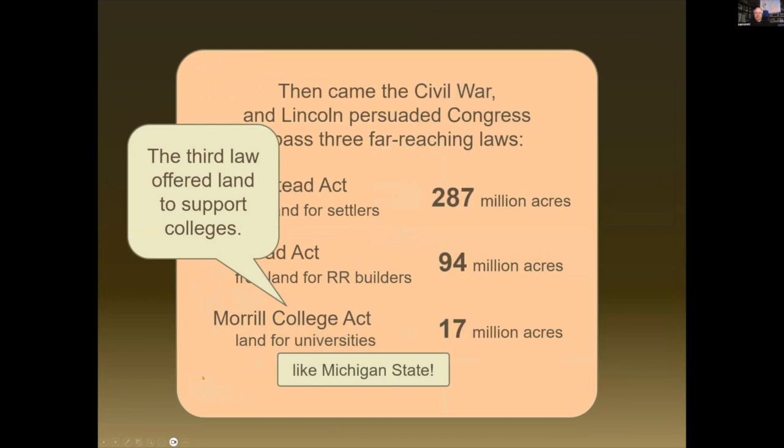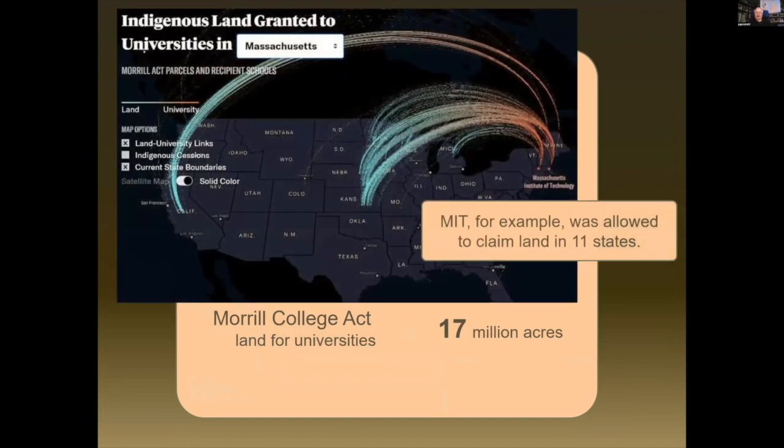The third act, which I just mentioned, was the Morrill Land-Grant College Act. That offered free land in addition to the section land to support colleges like Michigan State. Now, most of Michigan State's land was inside of Michigan, but the states in the East that already had most of their land in private hands wanted in on the bounty anyway. So MIT, the Massachusetts Institute of Technology, actually was given land in 11 different states, which they then sold and used to build up their endowment to pay off some of their debt.